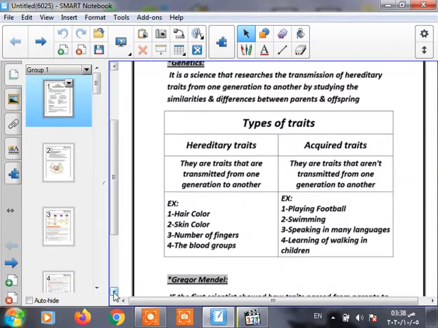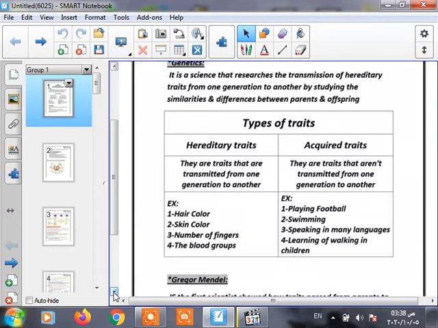What about the acquired traits? The traits which are acquired from our life. So they can't be transmitted from one generation to another, like playing football, swimming, speaking in many languages, learning of walking in children. So these are acquired traits.